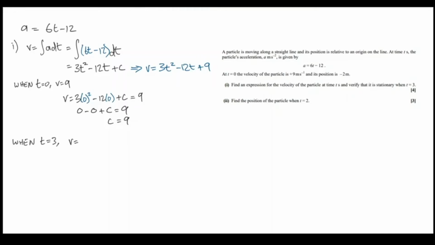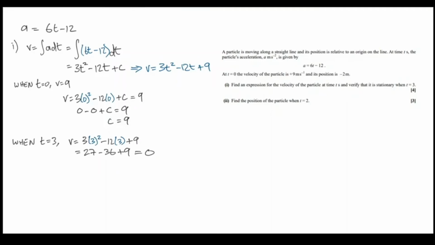So 3 multiplied by 3 squared minus 12 multiplied by 3 plus 9. All of this we should be able to do in our heads. 27 minus 36 plus 9, and it does indeed get us an answer of 0. So when t equals 3, the velocity is 0, the particle is stationary.